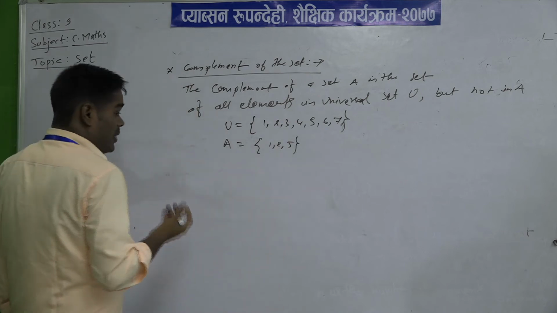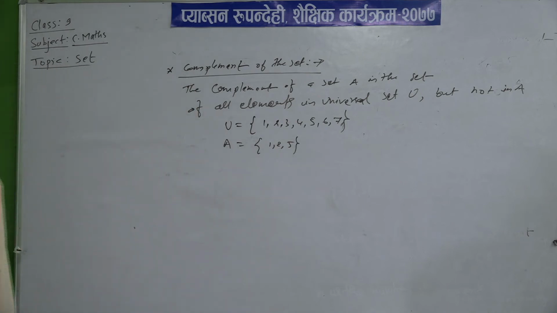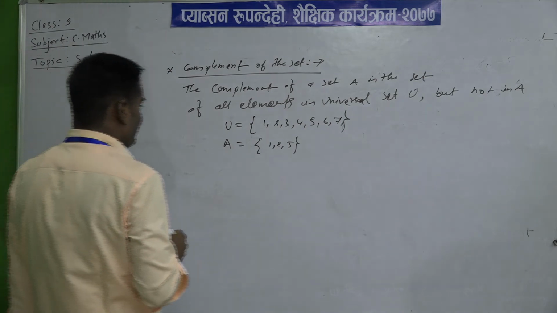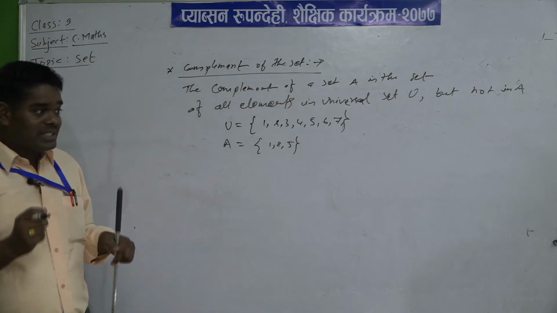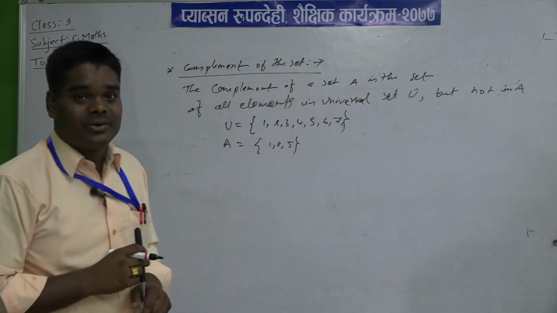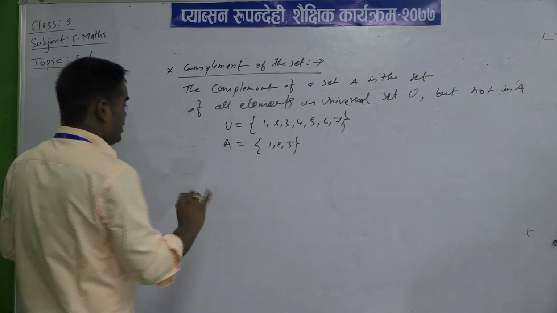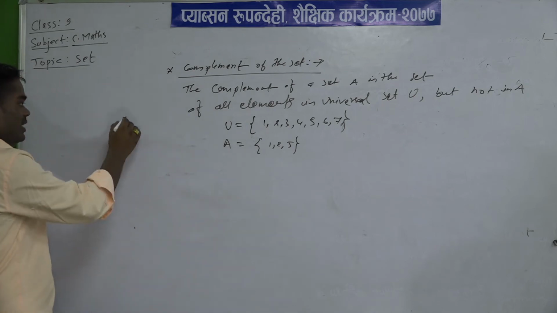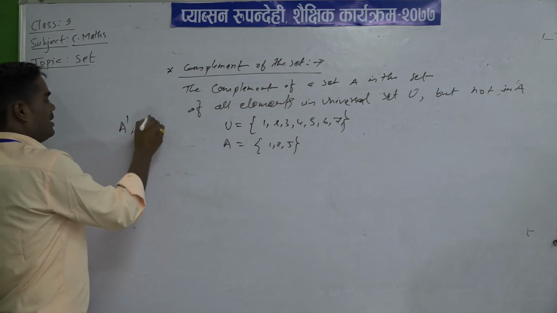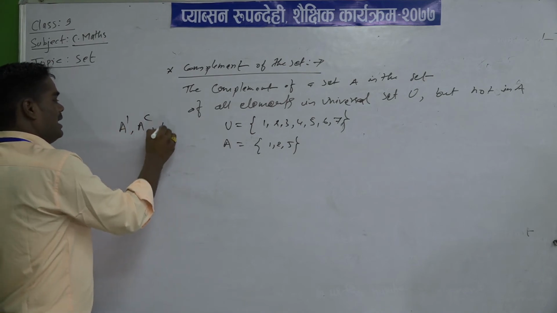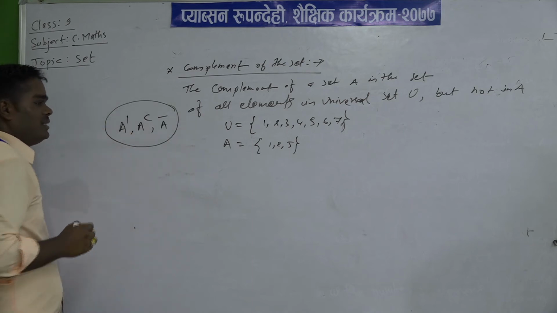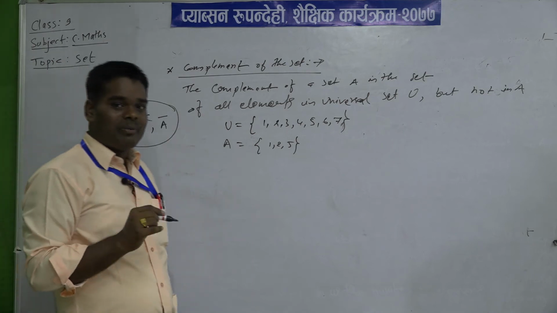So what is the complement set? The difference of the universal set and a set is known as the complement set. Very easy. You can write the formula. Complement is denoted by A dash, A^C and A bar. These are the three notations that denote the complement sign.